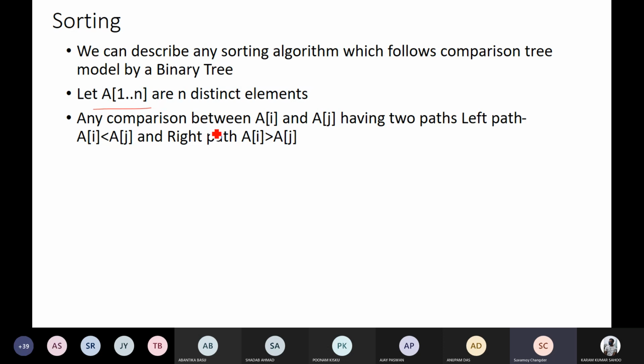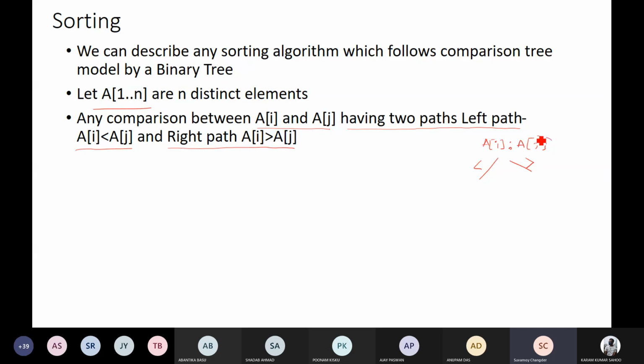We compare the elements ai and aj, and we have two paths. The left path is ai less than aj, and the right path is ai greater than aj. So we can consider that ai is being compared with aj, and if ai is less than aj, we will go to the left path. If ai is greater than aj, then we go to the right path, nothing else.